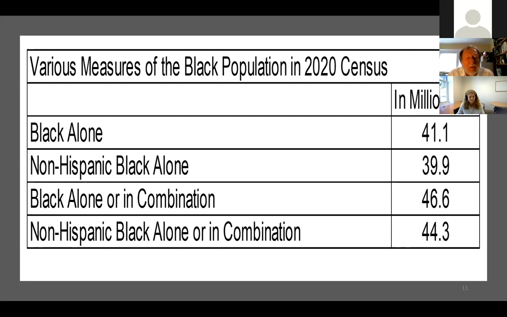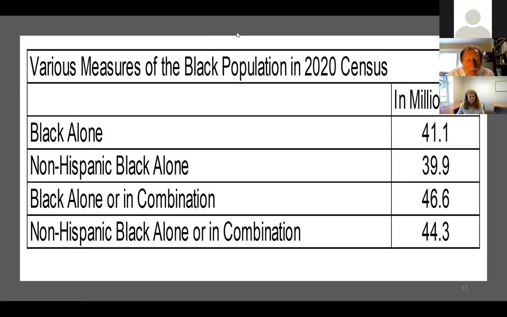So these are four different figures for the Black population in the 2020 census. These are actual figures. If you look at only the people who marked Black and no other category, there were 41.1 million. If you look at the non-Hispanic people who marked Black alone, there are 39.9 million of those. If you look at people who marked Black alone or Black in combination with some other group, like Black and white, or Black and Asian, or Black and some other race, the total is 46.6 million. And if you look at non-Hispanic Black alone or in combination, it's 44.3 million.